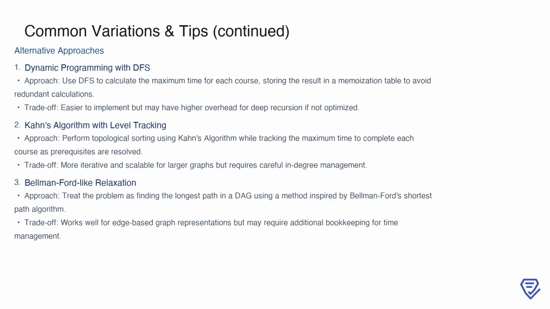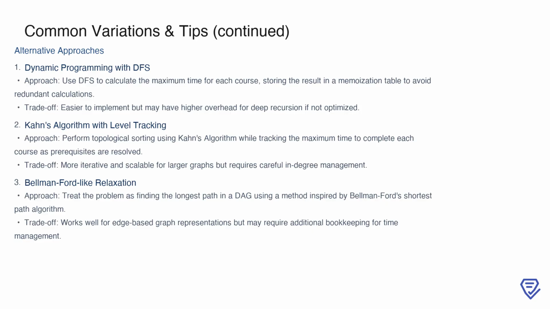Another approach involves Kahn's algorithm, but with level tracking. As you perform topological sorting, you simultaneously track the maximum time needed to complete each course as prerequisites are resolved. This strategy is more iterative and scalable for larger graphs, but it requires careful management of in-degree values.